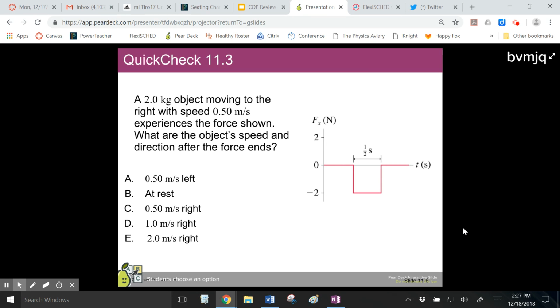So I put B, because before, it's the same force, but in the opposite direction.